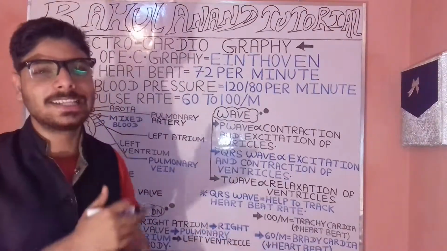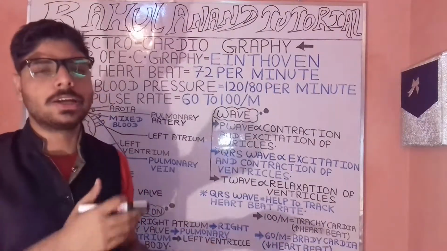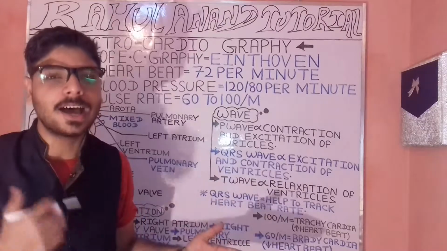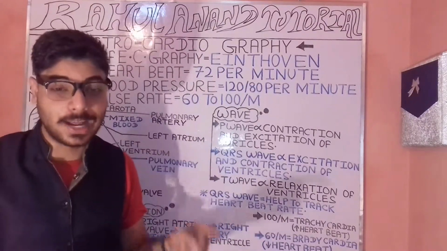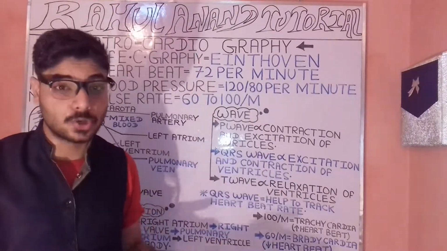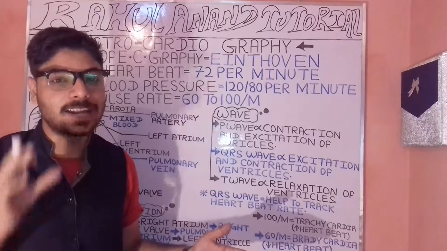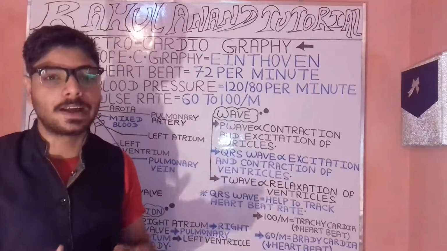What are mm Hg? These are the units used when we are talking about blood pressure. As well as this, you often have the normal pulse rate. The normal pulse rate is around 60 to 100 per minute. You can often find it on the board here.